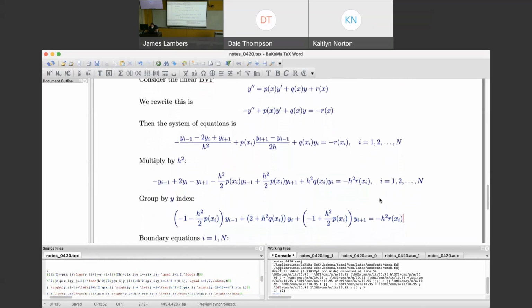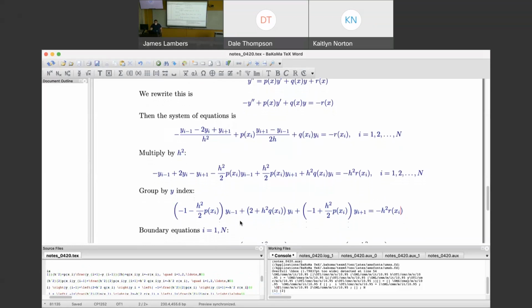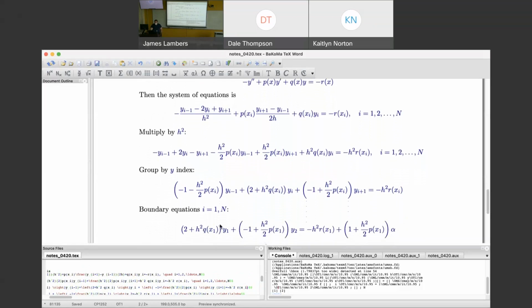But I have boundary cases to think about. For instance, if I set i equal to 1 in here, then I'll have y1 here, y2 here, and y0 here. But that's a boundary value. That's equal to alpha. So then I have y1 and y2 terms here. This part, if I replace y0 by alpha, then those terms need to be moved to the other side. So I include that over here.